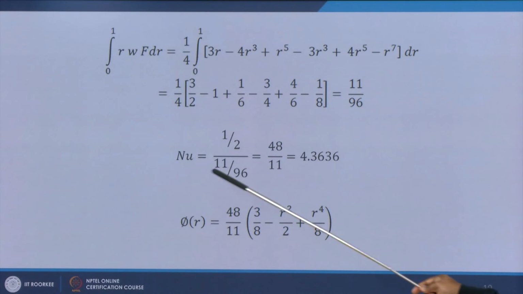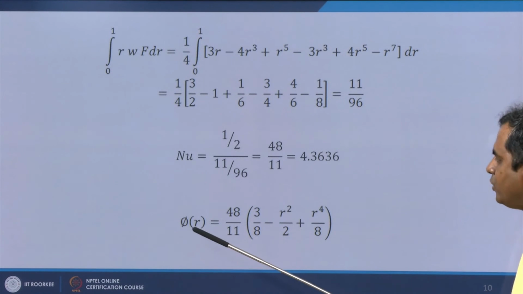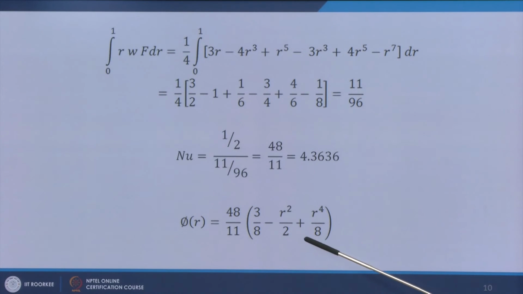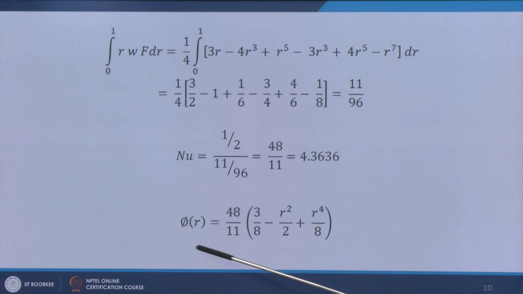So as we know the Nusselt number, obviously we can find out the value of phi, which is nothing but Nusselt number into f. Nusselt number we have already found out as 48 by 11, so that we have put over here in front of the f. This was f, which we have already found out. In this way we have calculated the temperature profile, which is dependent on the radius, as well as we have found out the Nusselt number.